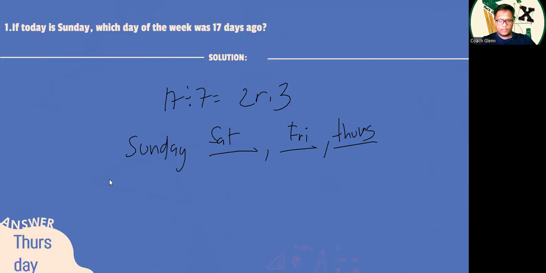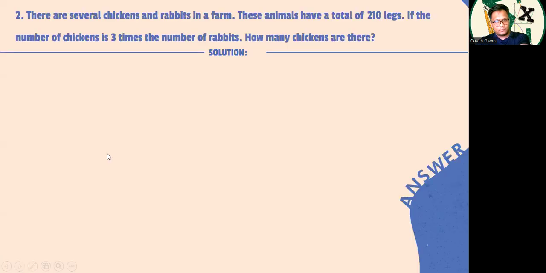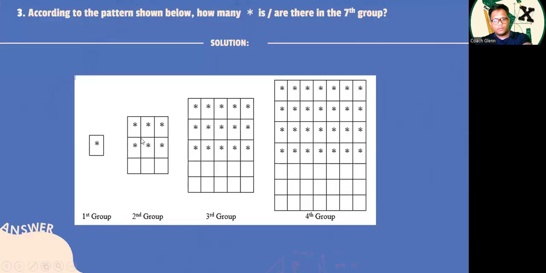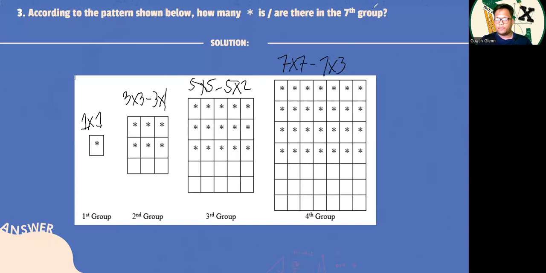Now let's go to number 3. Someone requested for number 3. So for this one, this is 1 times 1. This one is equal to 3 times 3 minus 3 times 1. So this one is equal to 5 times 5 minus 5 times 2. So this one is equal to 7 times 7 minus 7 times 3. So continuing the pattern for the 7th figure.